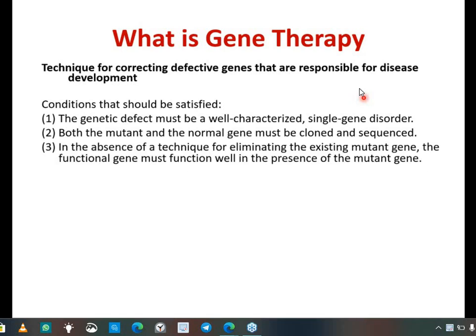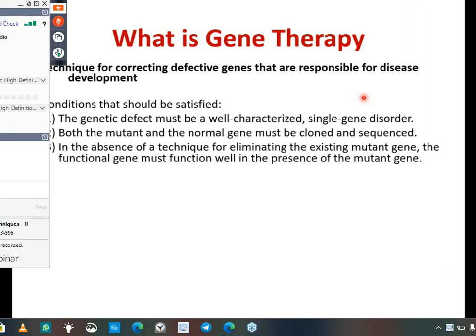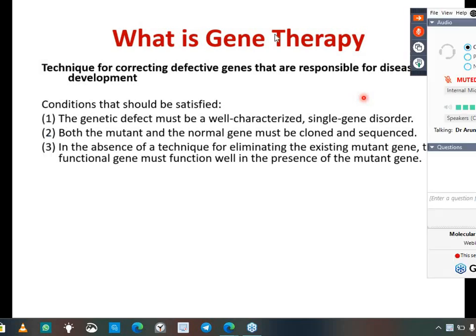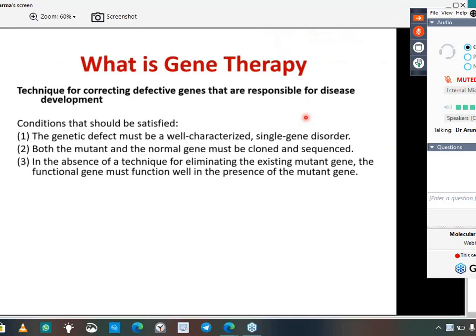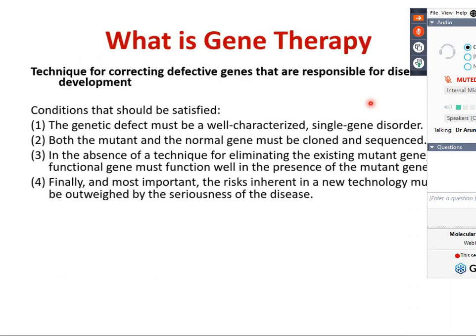Then, in the absence of a technique for elimination of the existing mutant gene, the new gene that you are going to introduce should function in the presence of this mutant gene, because it's very difficult to remove the mutant gene. Usually what you do is you put this normal gene alongside this mutant gene, and this mutant gene should not affect the function of the normal gene. The normal gene should function even in the presence of the mutant gene.